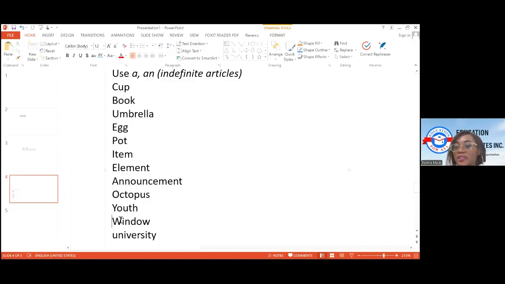Okay. Jonathan, what do you say? A university. Why, because you have it here in the first time. I said a university. Okay. Some people are saying a university and others are saying an university. So who can give the correct answer and explain why?